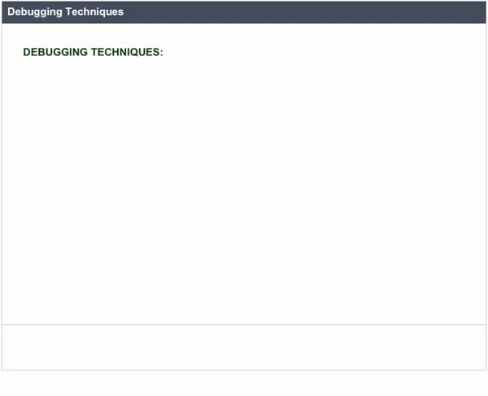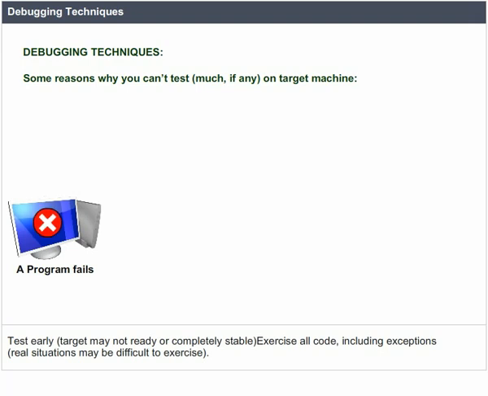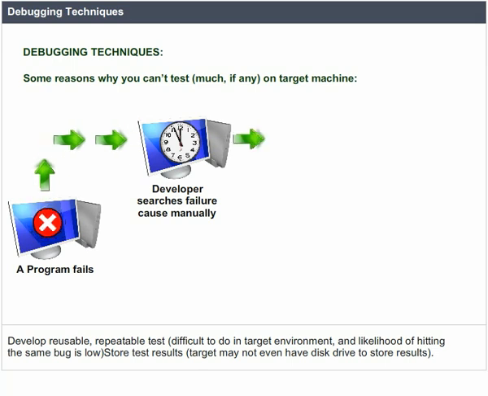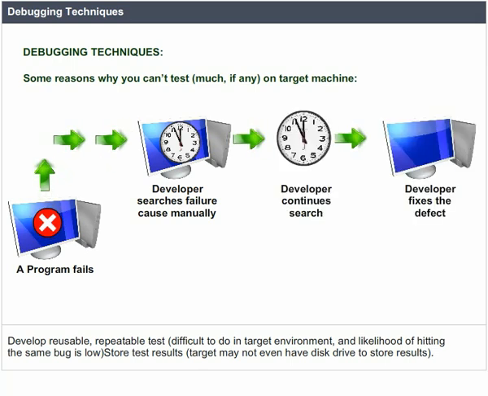Debugging techniques. Some reasons why you can't test on the target machine. Test early. Target may not be ready or completely stable. Exercise all code, including exceptions. Real situations may be difficult to exercise. Develop reusable, repeatable tests. Difficult to do in the target environment and the likelihood of hitting the same bug is low. Store test results. Target may not even have a disk drive to store results.